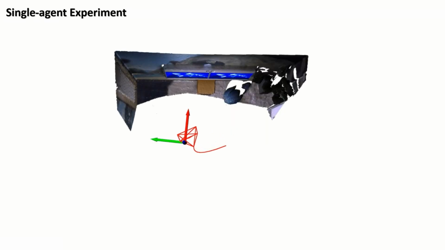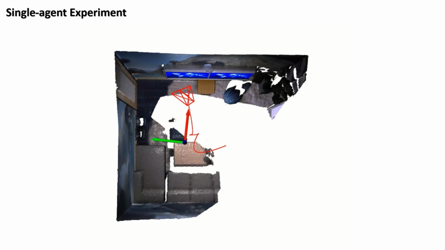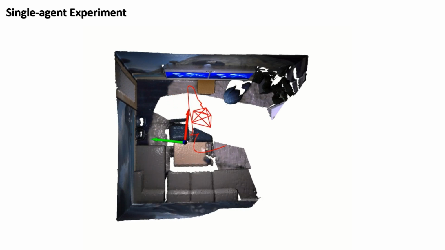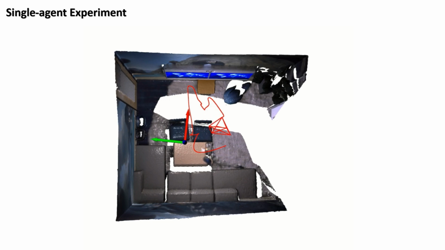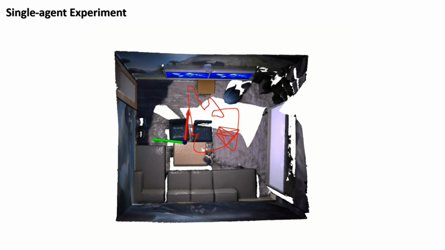Now, let's watch a single-agent demo. By employing the aforementioned procedure, we can achieve the single-agent SLAM task and outperform the state-of-the-art methods in both localization and reconstruction. Note that holes in the mesh reconstruction are caused by incomplete scanning of the scene in this dataset.